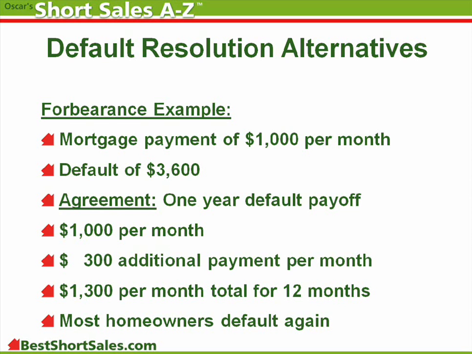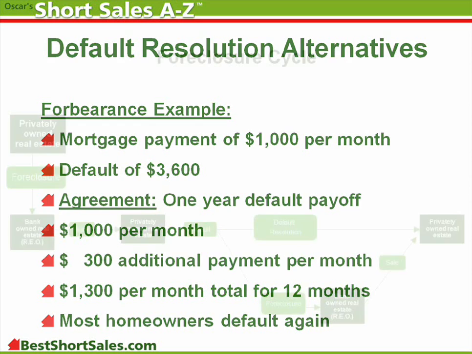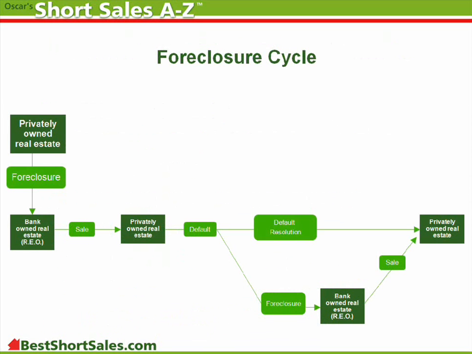Let me ask you a question. What are the chances that if someone can't keep up with $1,000 per month payments, that they can keep up with $1,300 per month payments? Because of this and other reasons, forbearances have a high failure rate. Some forbearance agreements succeed. If this is the case, sooner or later the homeowner will sell the property. Then someone else will privately own the property.